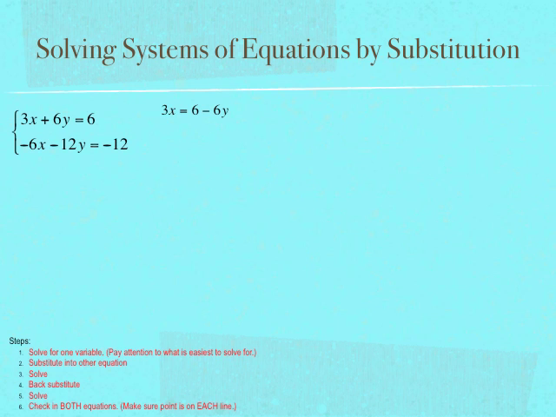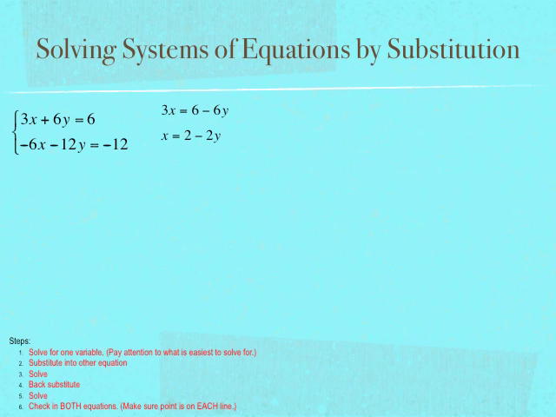I get 3x equals 6 minus 6y by subtracting 6y from both sides. Now I don't quite have x alone. I want to divide both sides by 3. 3x divided by 3 is x. 6 divided by 3 is 2. And negative 6y divided by 3 is negative 2y. So I've got x equals 2 minus 2y. Now what do I do with that? Okay, I plug it in place of x in the other equation.